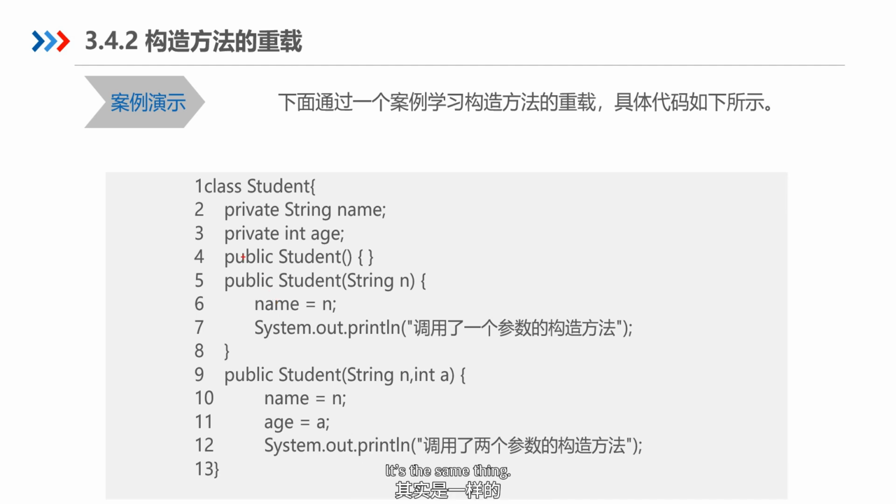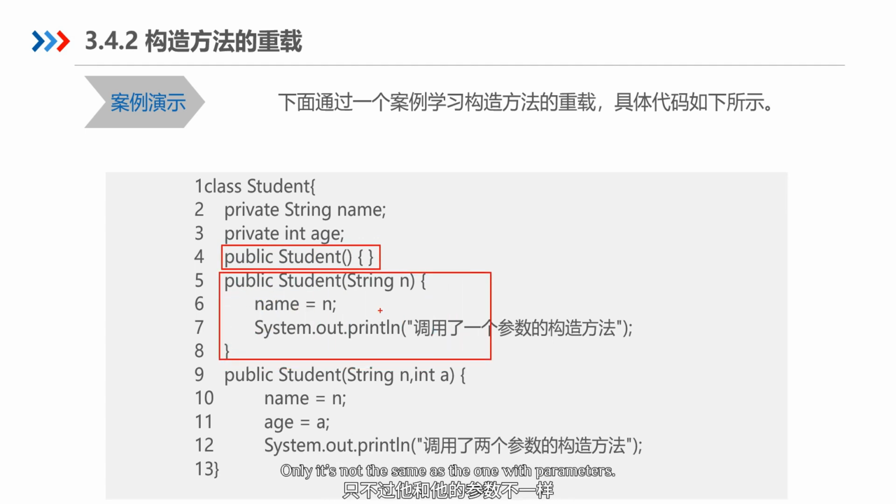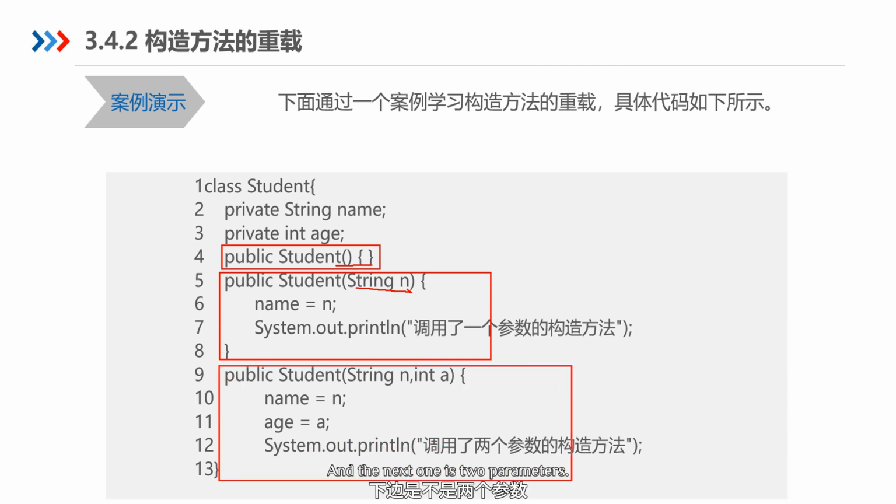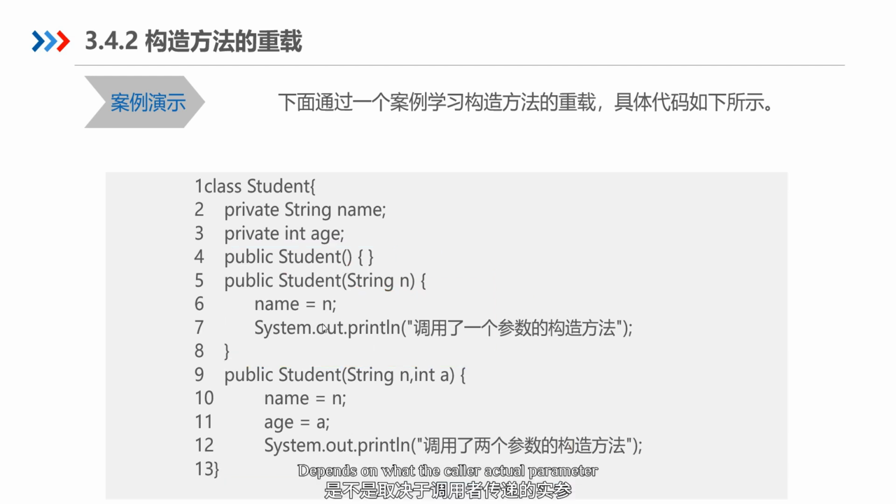Let's say we create this no-parameter constructor. Then I create another constructor, only it's not the same as the one with parameters. This one has no parameters. This one has one parameter. And the next one has two parameters. These three make up the method overloading. So which one to call depends on the actual parameters the caller passes.